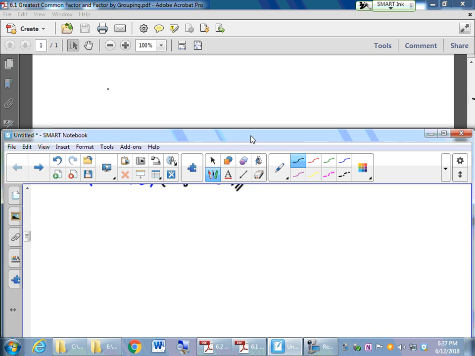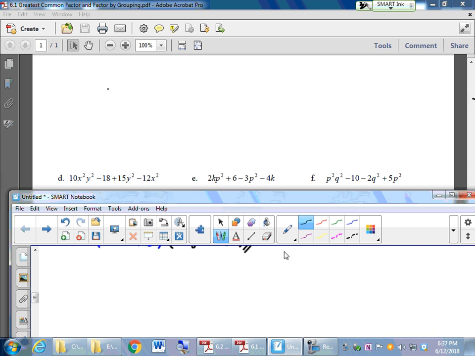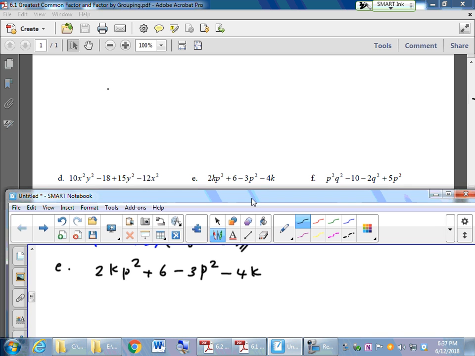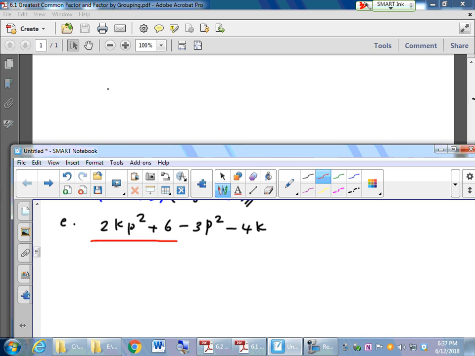So example E. Example E, 2kp squared plus 6 minus 3p squared minus 4k. Notice that if I group the first two and the last two, in the first group, the second term doesn't have any variable. In the second group, I have p squared in the first term and k in the second term. So it will not work out.